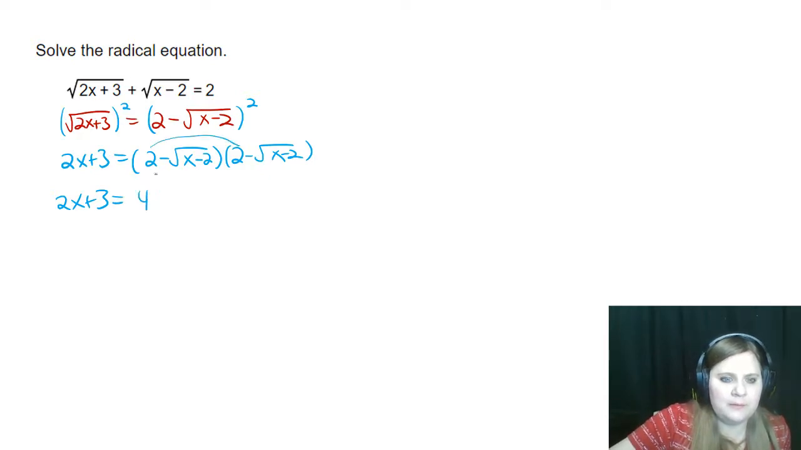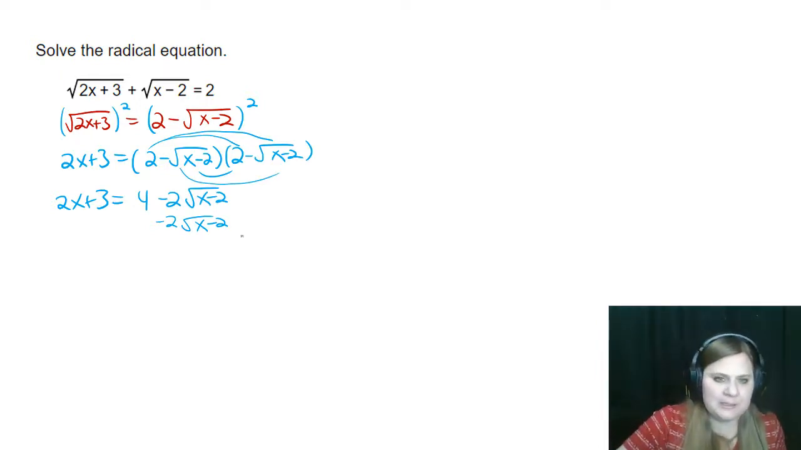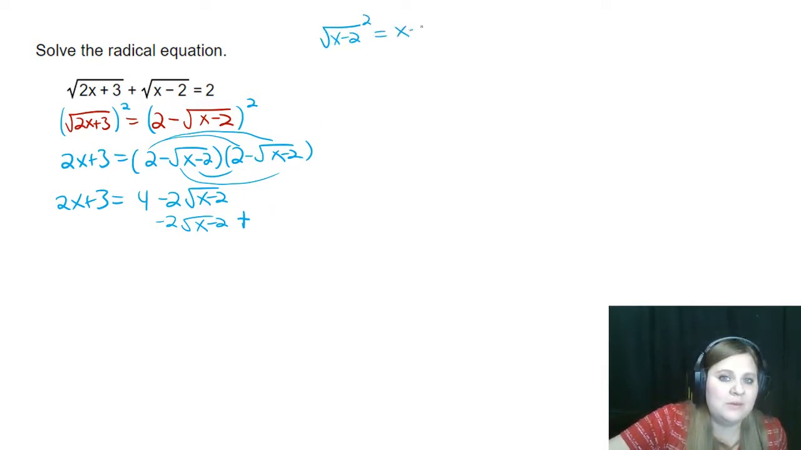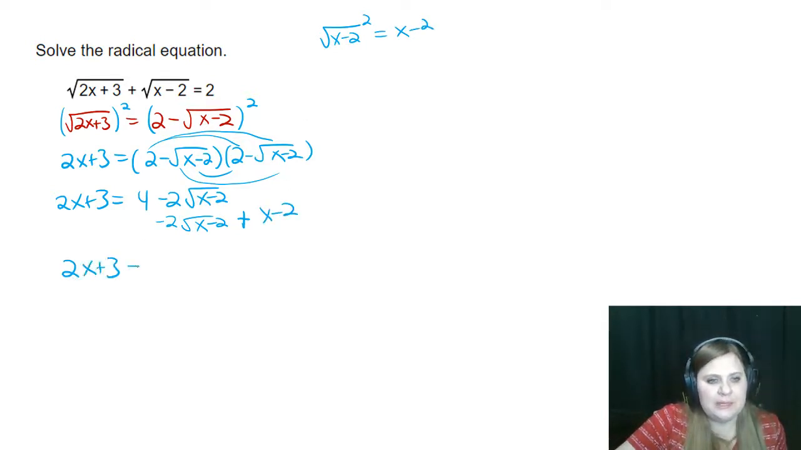So I have 4 minus 2 root x minus 2 minus 2 root x minus 2. And then a negative times a negative is a positive, and root x minus 2 times root x minus 2 is root x minus 2 squared, which is x minus 2. So now I have 2x plus 3 equals, well, 4 and negative 2 give me 2. These together give me minus 4 root x minus 2. And then I have plus x.